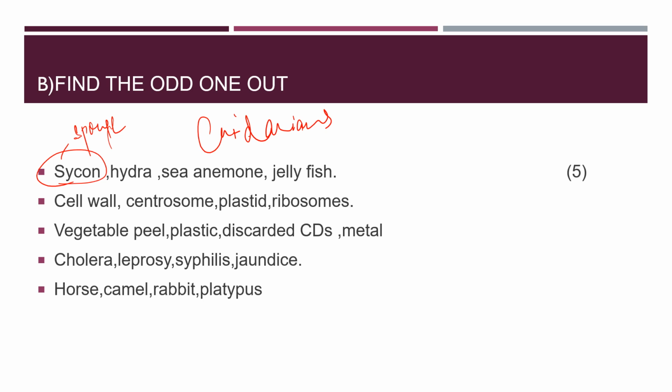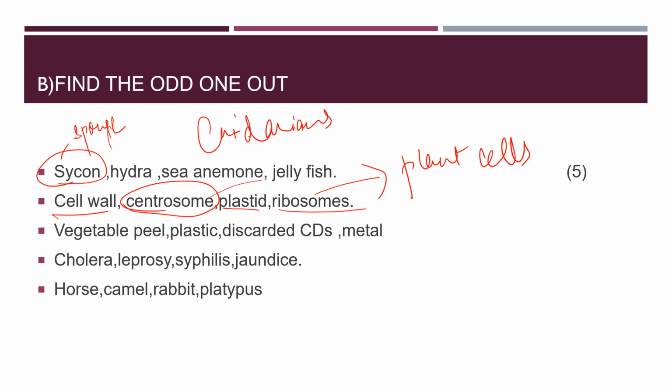Now the next one: cell wall, centrosome, plastid and ribosome. Centrosome is the odd one out, because centrosome is present in an animal cell and is absent in the plant cell, while cell wall, plastid and ribosomes are all present in plant cells. Is it clear? Like this only you are supposed to write the odd one out.